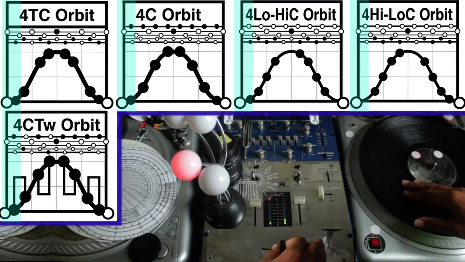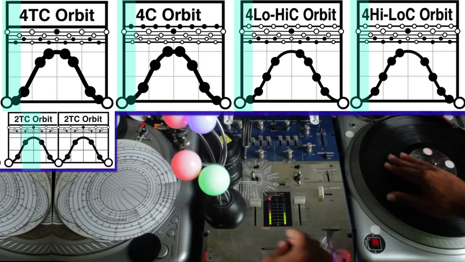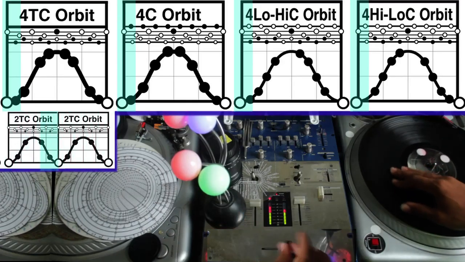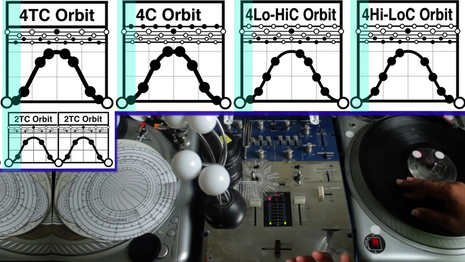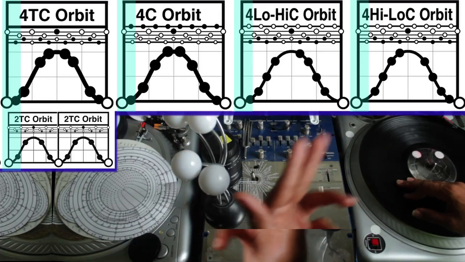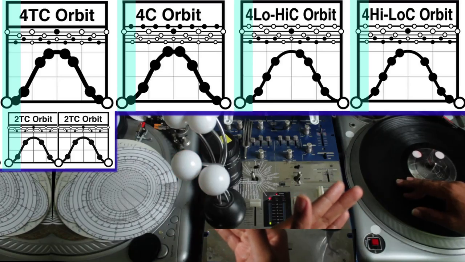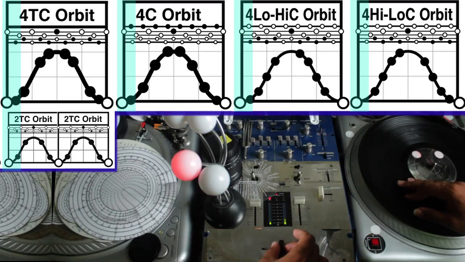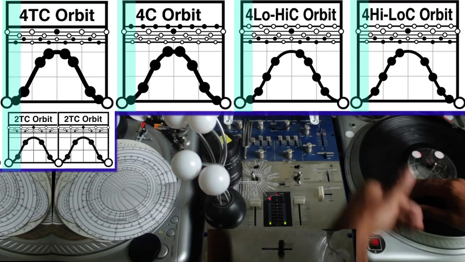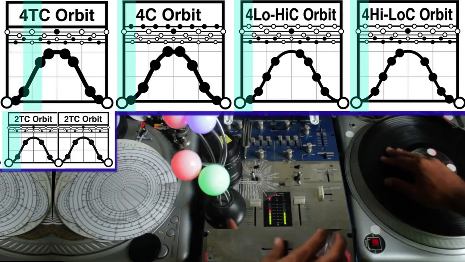So this first one is basically like doing a two-click orbit like this. Alright, it's a regular two-click orbit. I'm doing two clicks on the way forward, two clicks on the way back, it cuts it into three sounds. Now, if we extend the movement out, so instead of me bringing it back, I keep going forward like this.